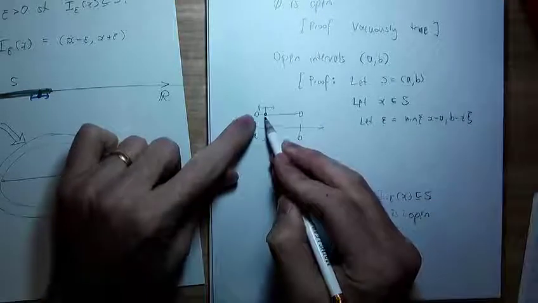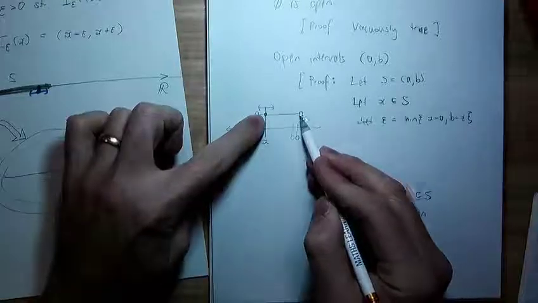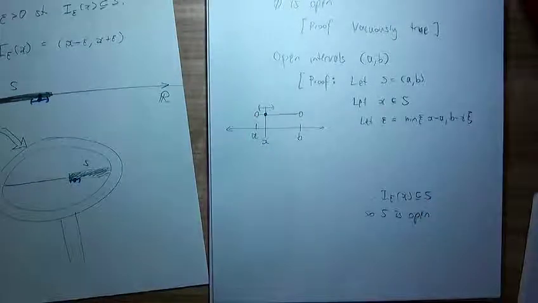That'll do it. This distance is x minus a. This distance is b minus x. I know that those numbers are both positive because x is between a and b. And as long as I pick the smallest of those, then the whole interval ought to fit inside the set. Okay.